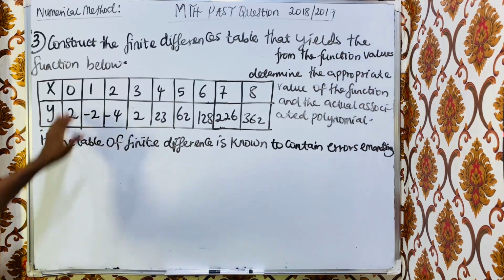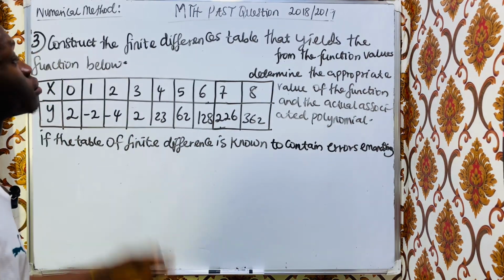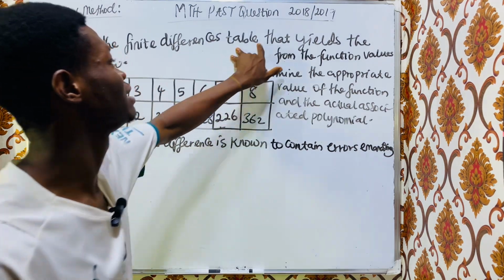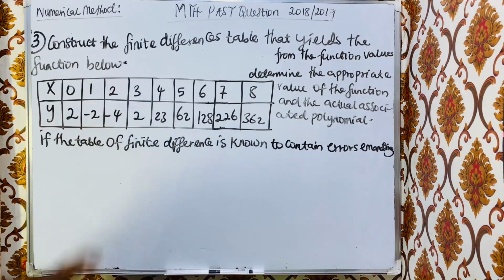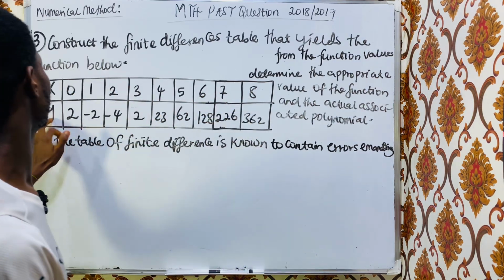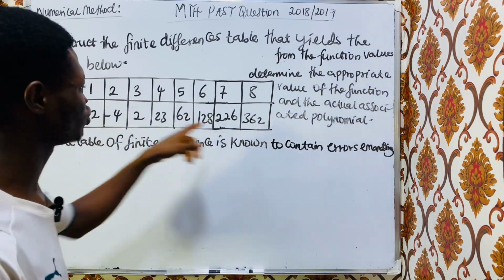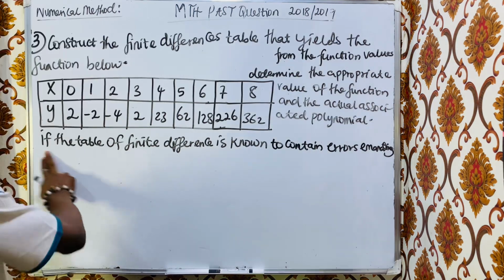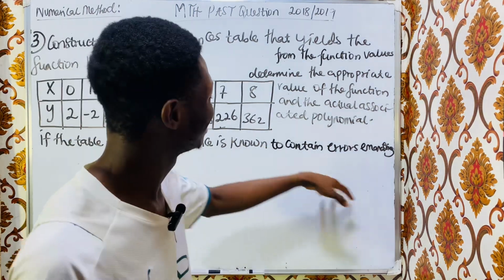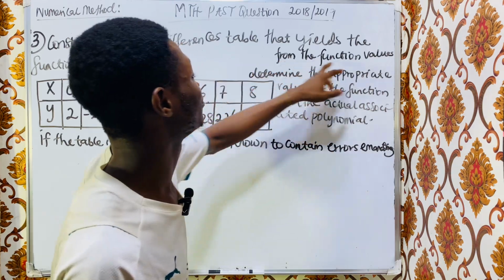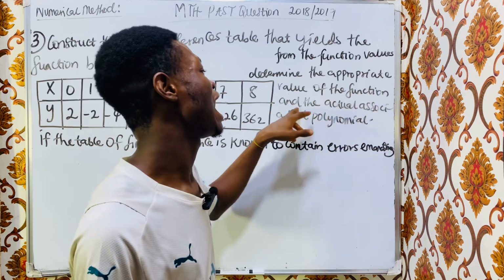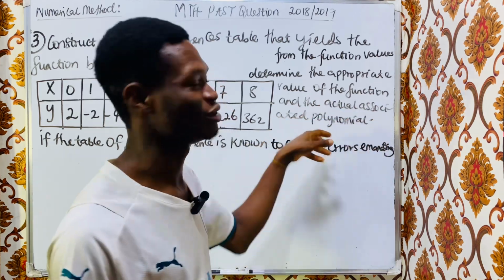So we'll be solving number 3 of the past question. We are told to construct a finite difference table for the function below. These are the values: x from 0 to 8, then y from 2 to 362. Now they said if the table of finite differences is known to contain errors emanating from the function values, determine the appropriate value of the function and the actual associated polynomial.